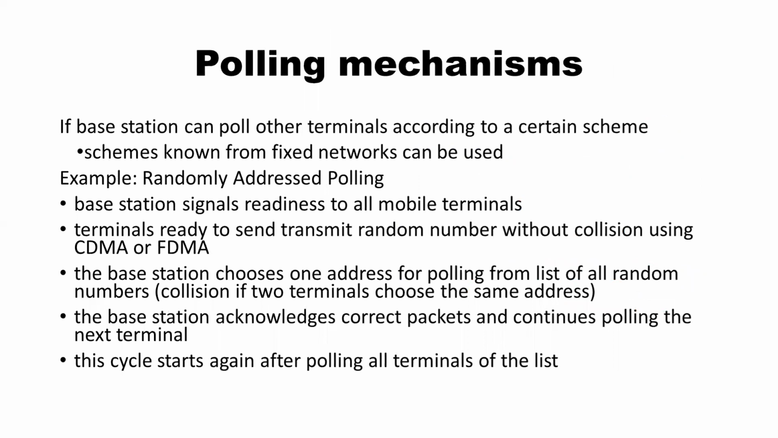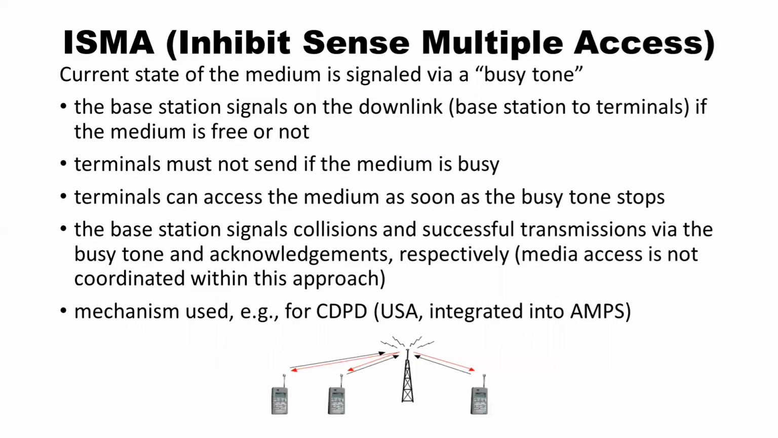Polling mechanism: if the base station can poll other terminals according to a certain scheme, schemes known from fixed networks can be used. Example: randomly addressed polling. The base station signals readiness to all mobile terminals. Terminals ready to send transmit a random number without collision using CDMA or FDMA. The base station chooses one address for polling from the list of all random numbers. The base station acknowledges correct packets and continues polling the next terminal. This cycle starts again after polling all terminals of the list.